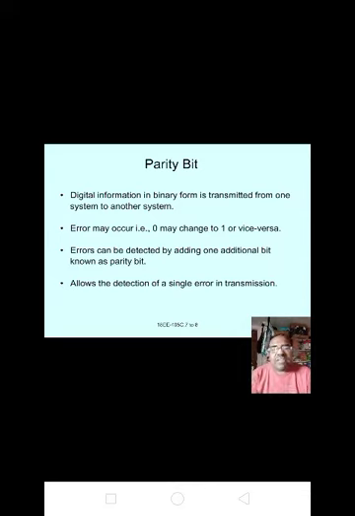Next, parity bit. Digital information in binary form is transmitted from one system to another system. Error may occur, that is 0 may change to 1 or vice versa. Errors can be detected by adding one additional bit known as parity bit. It allows the detection of a single error in transmission.